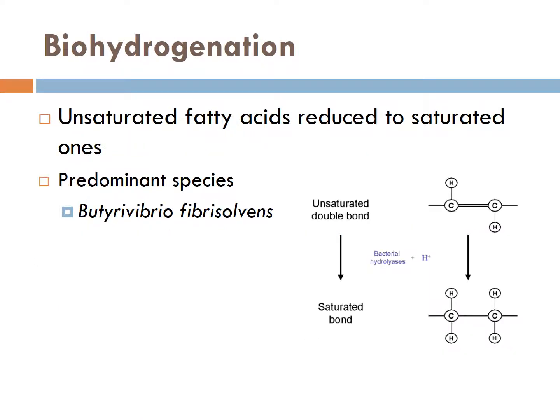Biohydrogenation refers to an unsaturated fatty acid being reduced to a saturated one, and we see that in the figure below where an unsaturated double bond is being converted to a saturated bond. We'll follow Russell's textbook, and we'll say that the predominant species is Butyrivibrio fibrisolvens. We'll discuss and qualify this statement later in the semester.